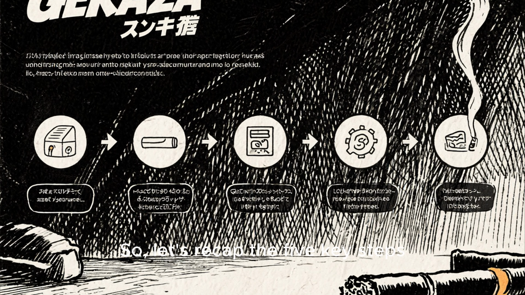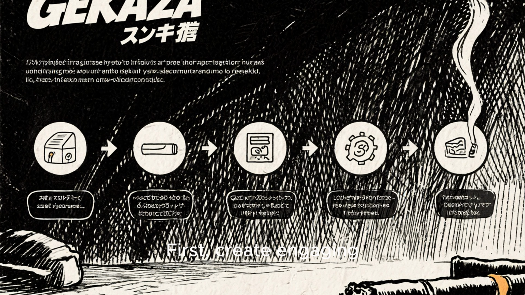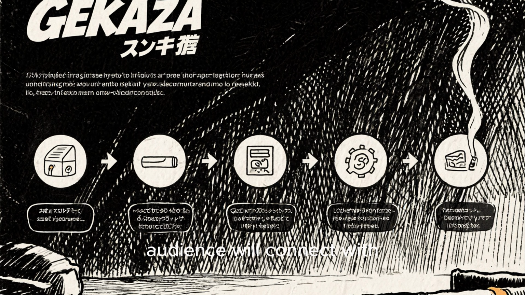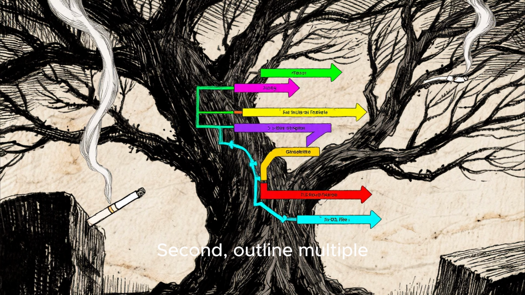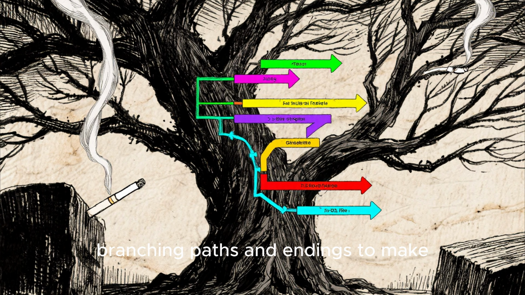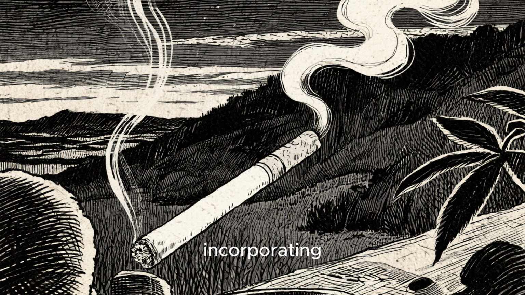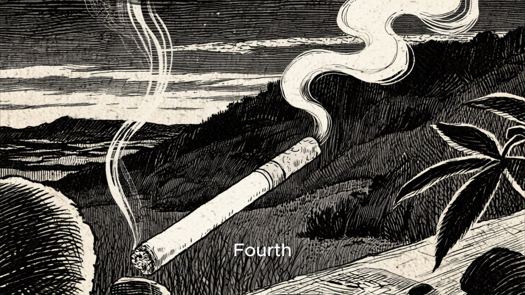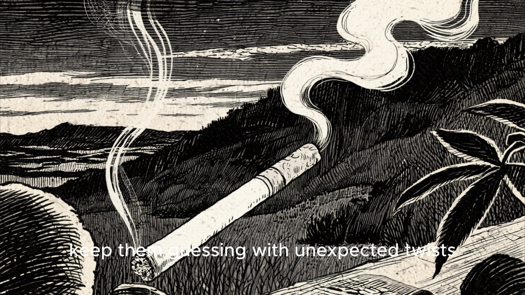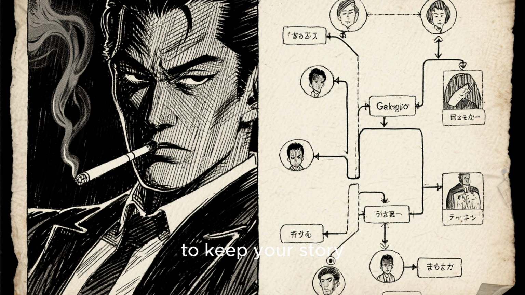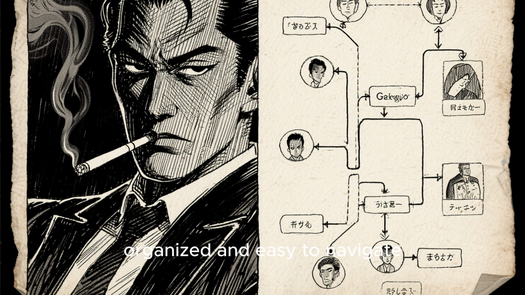So, let's recap the 5 key steps. First, create engaging characters that your audience will connect with. Second, outline multiple branching paths and endings to make choices meaningful. Third, immerse your reader by incorporating rich sensory details. Fourth, keep them guessing with unexpected twists. And fifth, develop a clear structure to keep your story organized and easy to navigate.